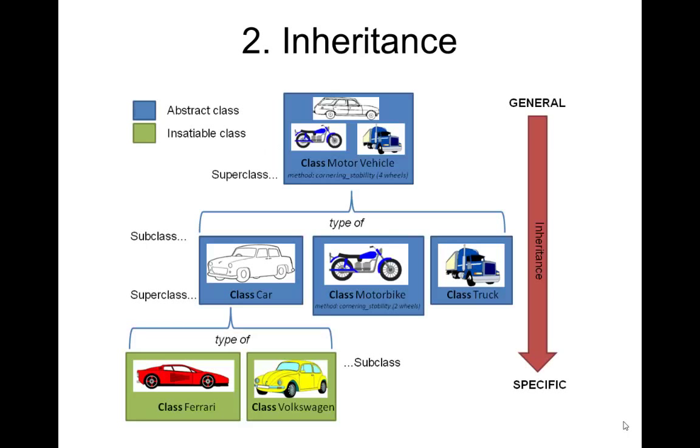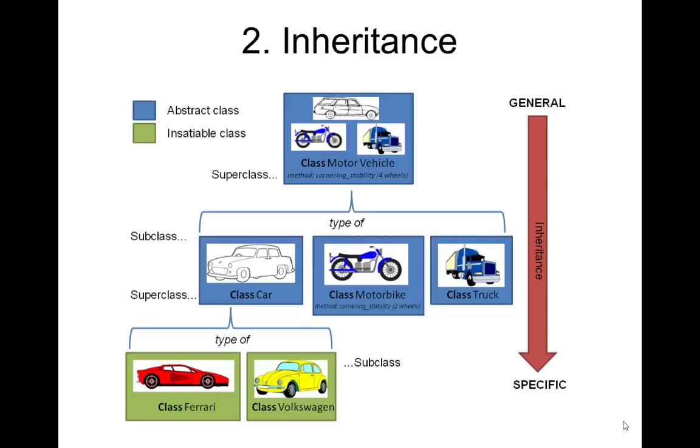The picture always makes this more informative. So here's an example of a class hierarchy in operation. We have the class motor vehicle at the top there, and then underneath we have three types of motor vehicle: class car, class motorbike, class truck. And under car we have two types of car: class Ferrari and class Volkswagen in this case.